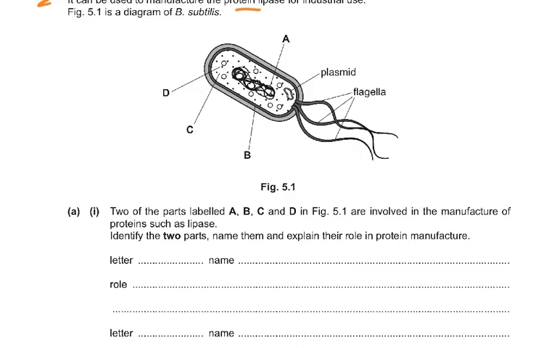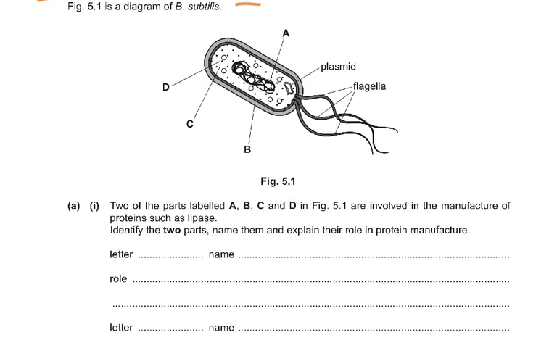Now what is A? It is the circular DNA. C is the cytoplasm. B is the cell membrane. It looks like there is a cell wall outside it, so it must be the cell membrane, or there can also be a slime capsule as well. And then D is the ribosomes.